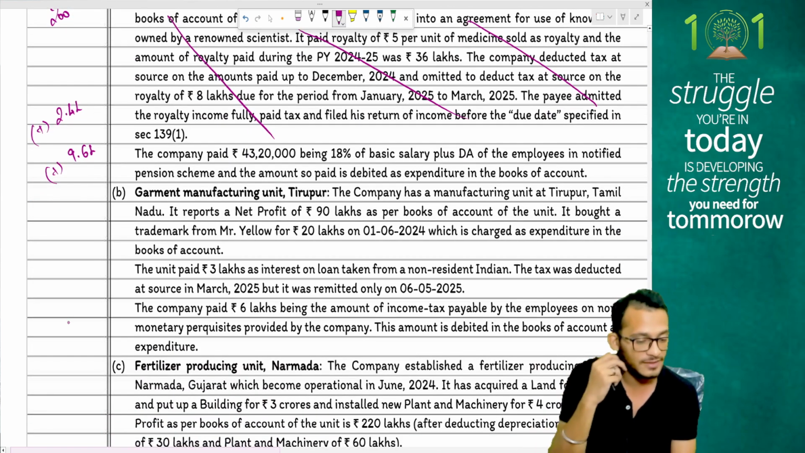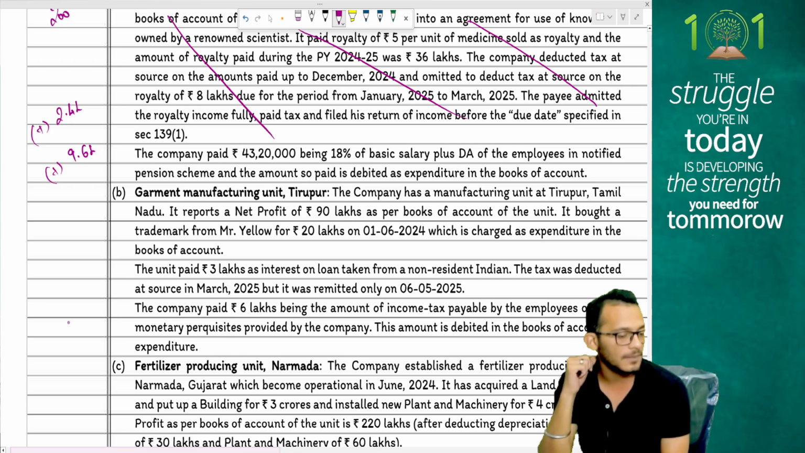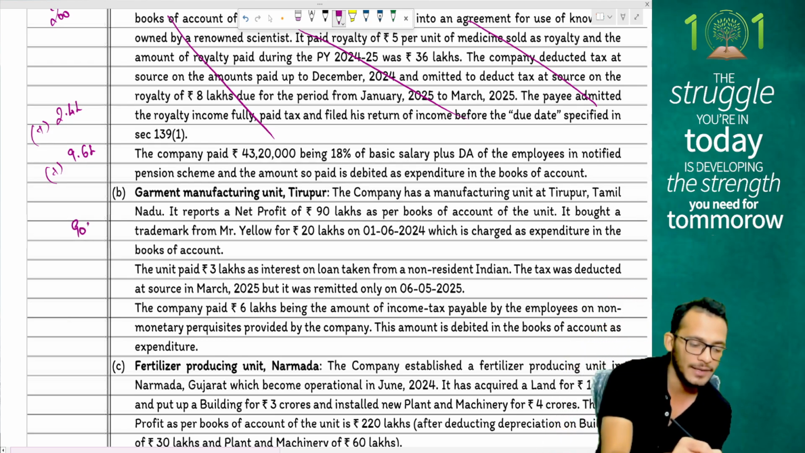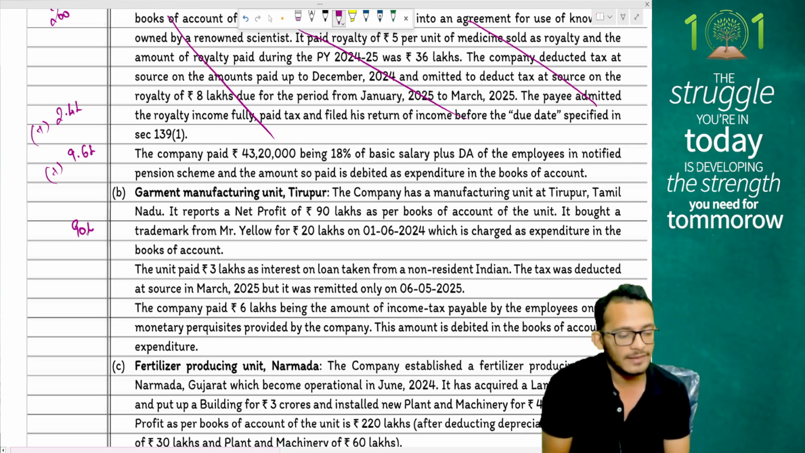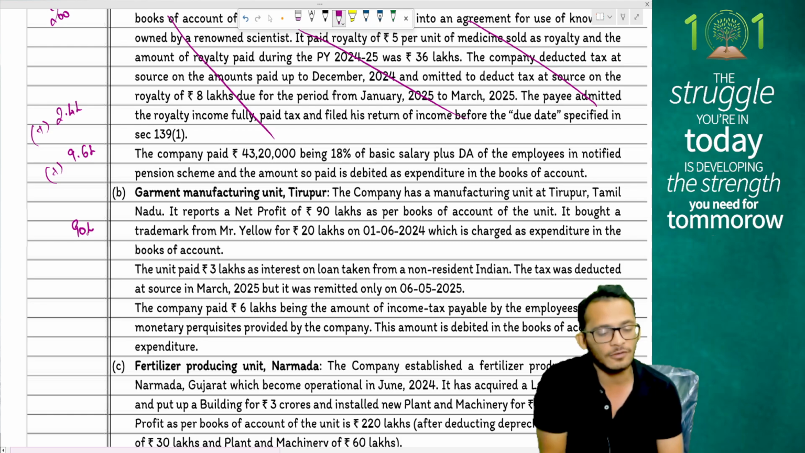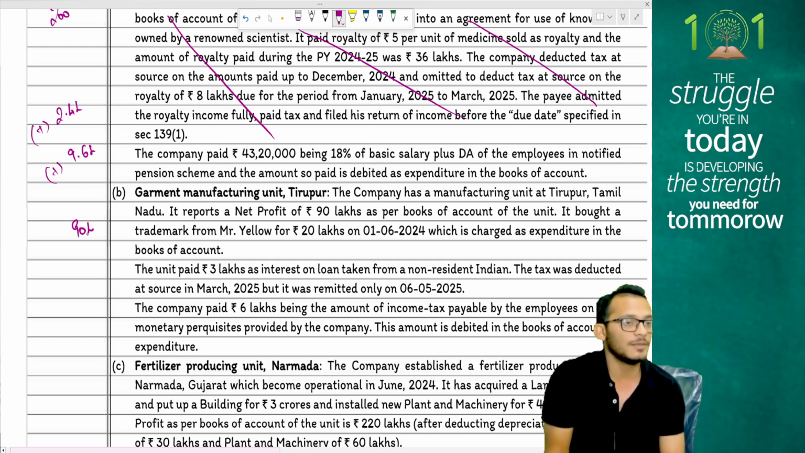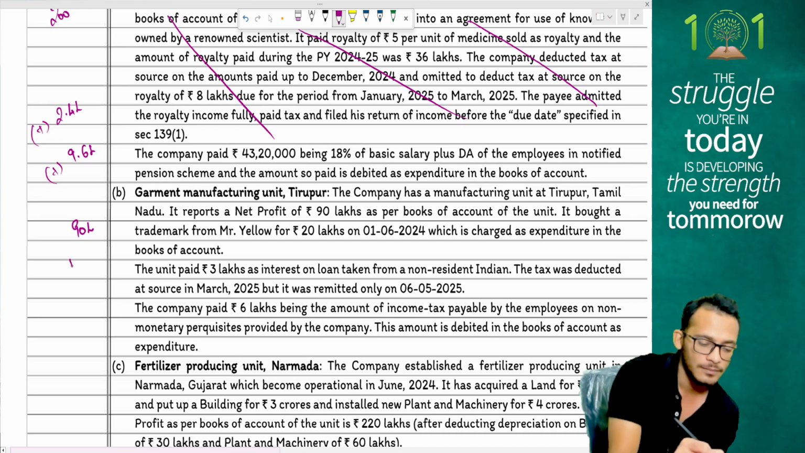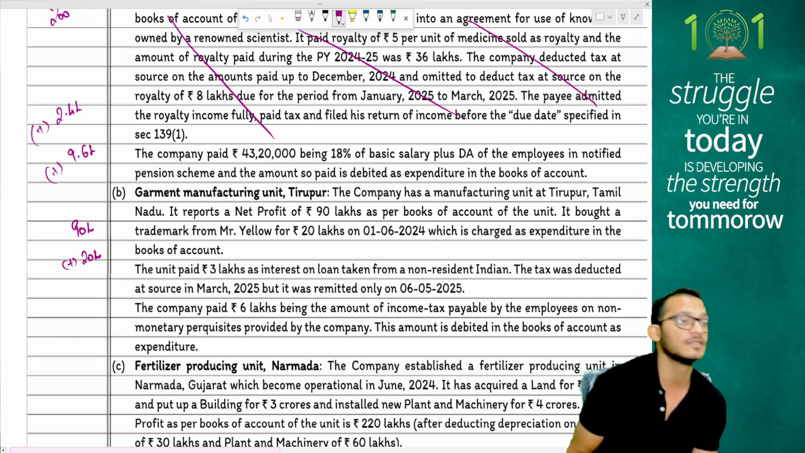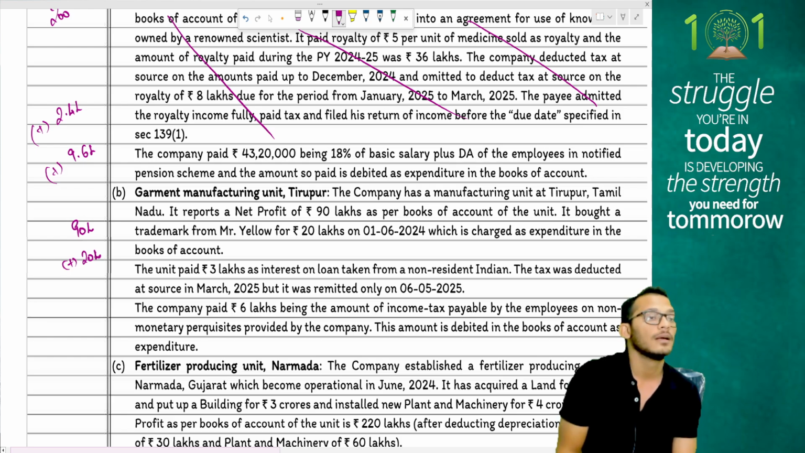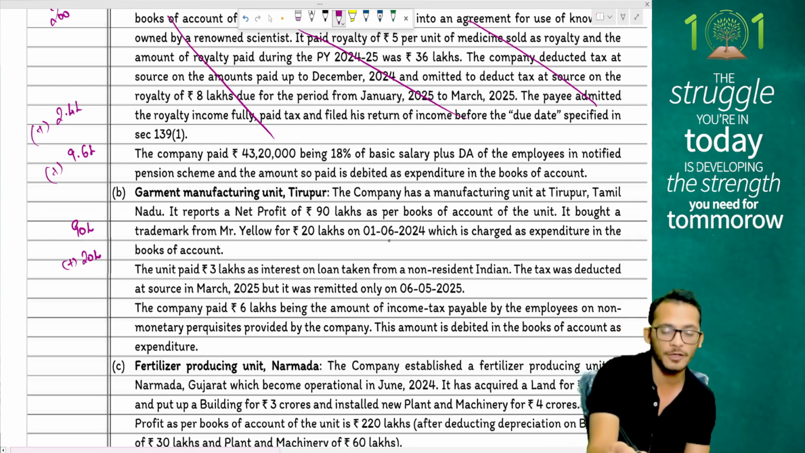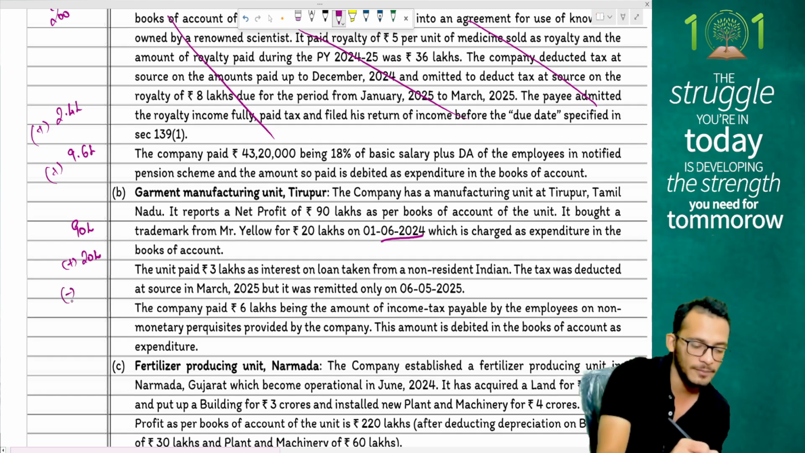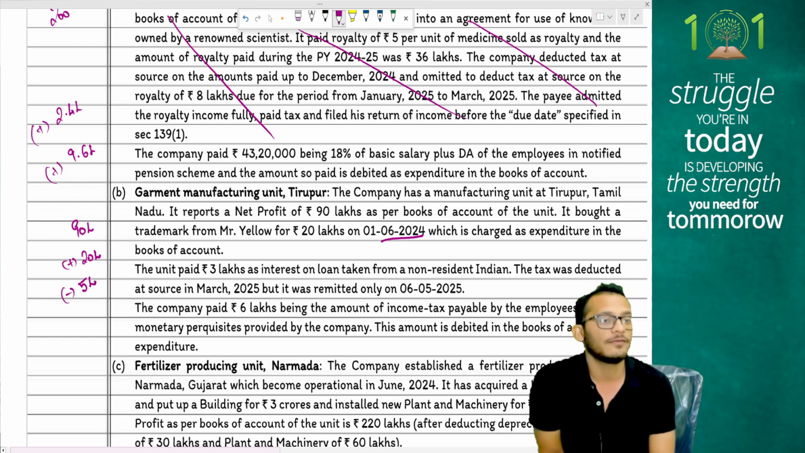I have some garment manufacturing unit. Company has a manufacturing unit at Tirupur, Tamil Nadu. Reported a net profit of 90 lakhs, which I am going to add. As per the books of accounts, it has bought a trademark from Mr. Yellow for 20 lakhs on 1st June, which is charged as expenditure in the books of accounts. People, I bought an intangible asset. Therefore, I will disallow first, and claim at the rate of 25% because the asset is put to use for more than 180 days. So claim 25%. 1/4 of this becomes 5 lakhs. Agreed, not agreed?